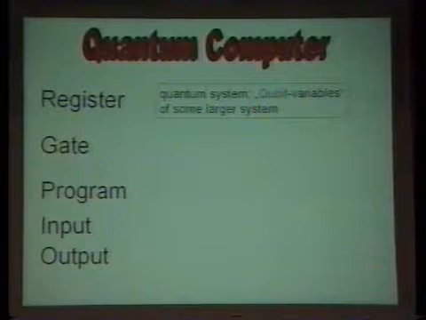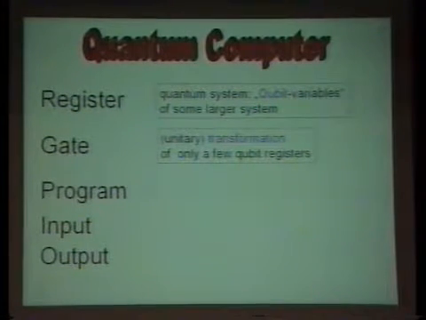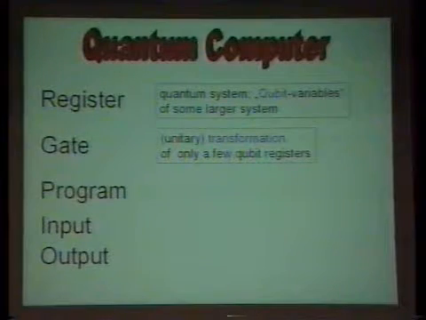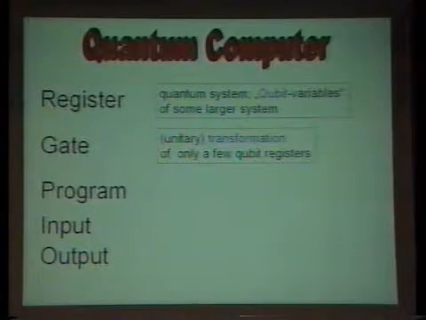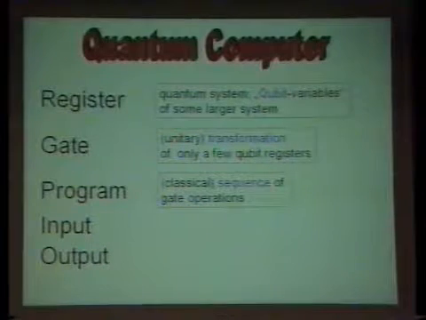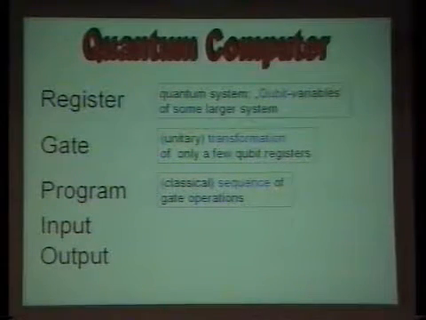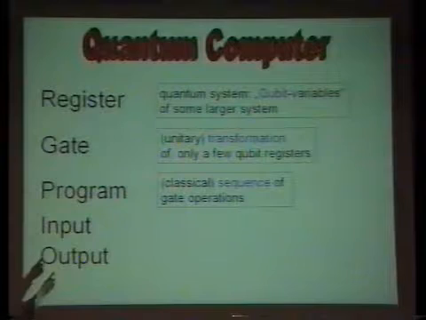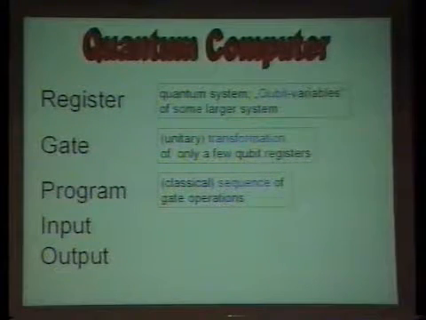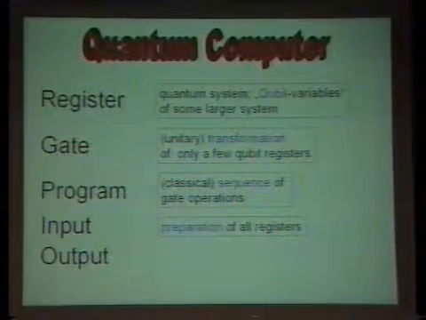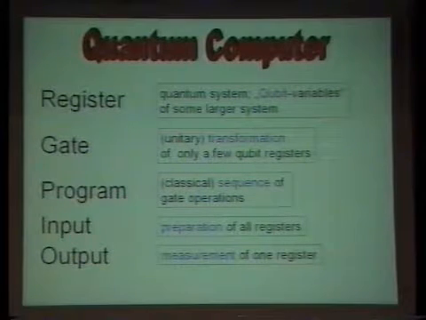Then gates, the operations, would be transformations that quantum mechanics allows by turning on some interaction, let's say, between just a few of these registers. A few of these qubits are involved at a time. A program would tell you what to do. It's just a list of instructions. Now this is just to avoid some confusion: this is a classical list of instructions written down on paper. The program itself is classical information. And input and output are just preparation and measurement as usual.